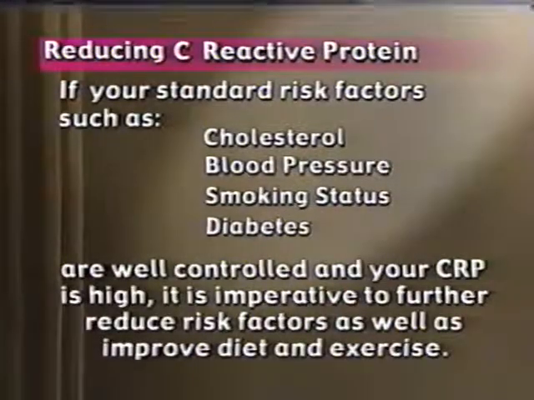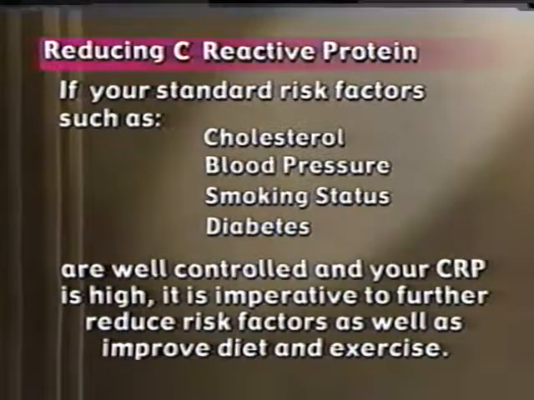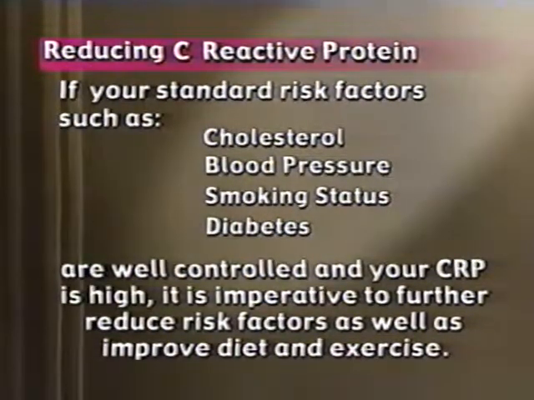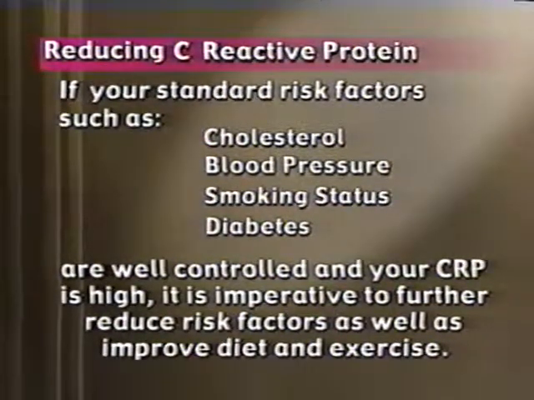If your standard risk factors such as cholesterol, blood pressure, smoking status, and diabetes are well controlled, and your CRP is high, it is imperative to further reduce the risk factors as well as improve diet and exercise. If you have a family history of cardiovascular disease and your cholesterol levels do not look that bad, I would recommend cholesterol-lowering medications if your CRP is high. If your CRP is low, then I would not necessarily recommend drug therapy.